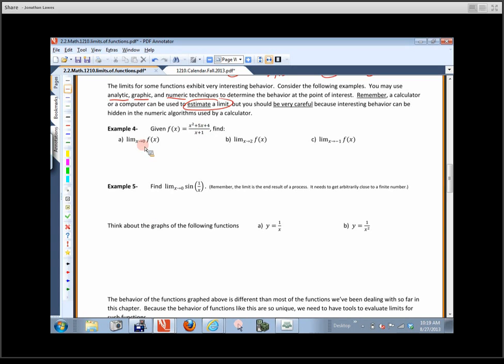Well, let's see. If I'm getting really close to 0, what would the denominator get really close to? Okay, it's going to be a positive 1, because 0 plus 1. And the numerator would be 0. So the top would be getting really close to 4, so we'd think the limit would be 4. And it is. Nothing weird happens on that.